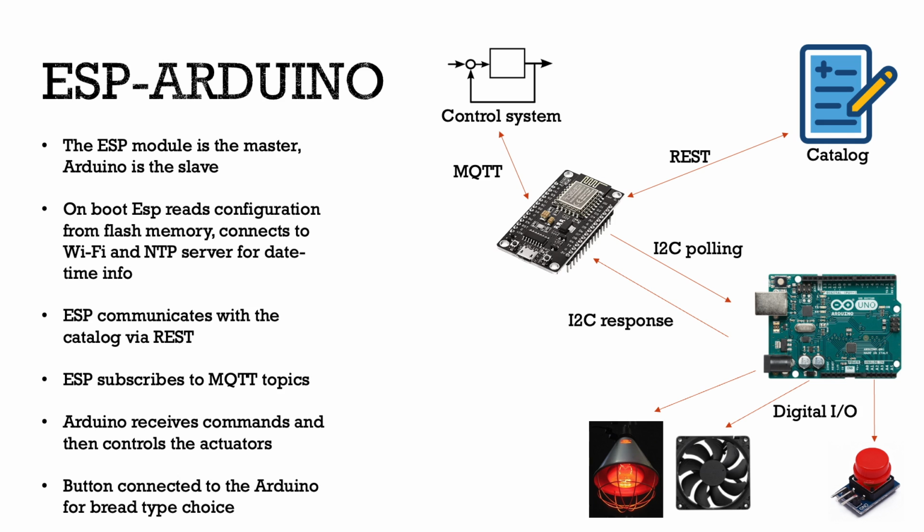The ESP Arduino system is a master-slave configuration. The ESP is used to provide the Arduino with Wi-Fi connectivity. On startup, it contacts the catalog and registers itself and the Arduino to the system. It then establishes a MQTT connection with the broker. The Arduino houses the actuators, which include the fan, lamp, and button for bread type selection. ESP and Arduino communicate via the I2C protocol through polling and response.